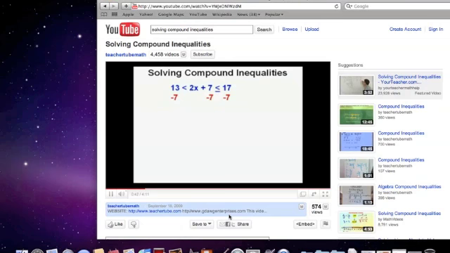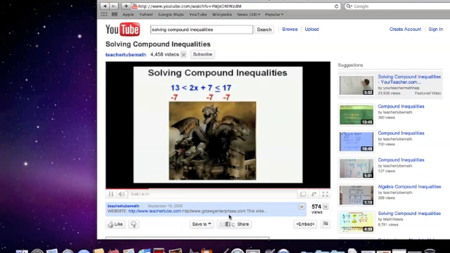And here we show that the first step of this method is subtracting 7 from all three expressions: the one on the left, the one in the middle, and the one on the right. I will call this method the three-headed monster method just because it's getting close to Halloween and I think it's fun to think about.